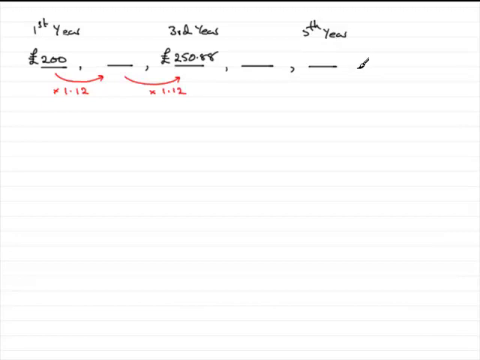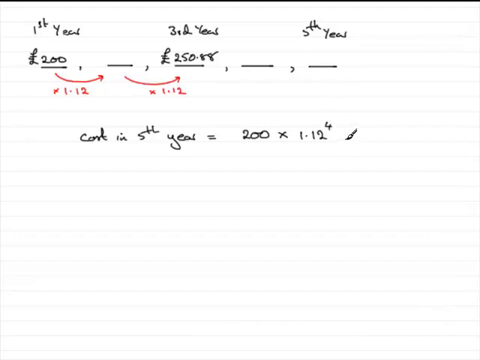We can say that the cost in the fifth year, let's just put it down here, is going to equal our amount in the first year, £200, and then what we're going to do is multiply the £200 by 1.12, not only once, not only twice, 3, but 4 times, to the power 4.